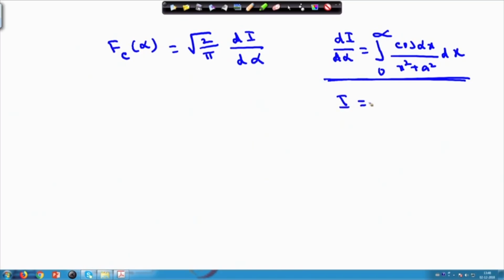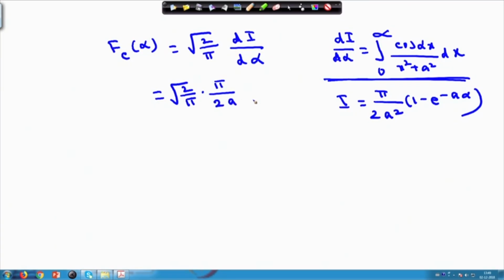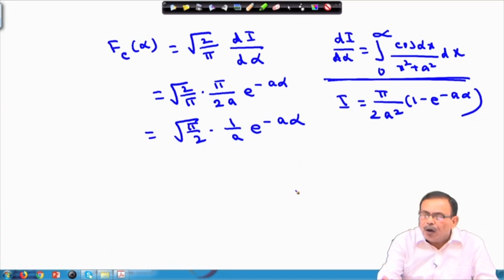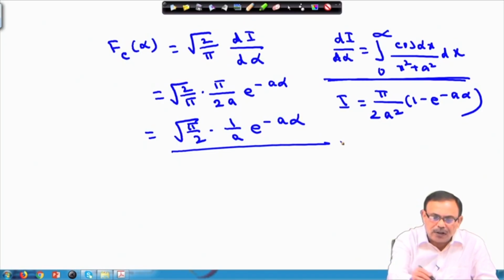You know what is I now? I already you have evaluated pi by twice a square into 1 minus e power minus a alpha. So, from here I can find out d I d alpha, and I can substitute. So, this will be pi by 2 a, 1 a will be cancelled into e power minus a alpha. So, that root over pi by 2, this will be root over pi by 2 1 by a into e power minus a alpha. So, effectively whenever I am trying to find out the Fourier cosine transform of the function 1 by x square plus a square, I do not have to do anything. Using the previous result itself, I am finding the solution, and I am getting the result as this one.